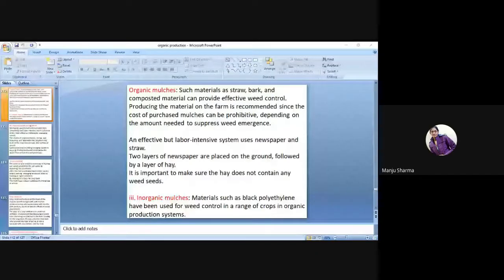Organic mulches, such as straw, bark, and composted material, can provide effective weed control. Producing the material on the farm is recommended since the cost of purchased mulches can be prohibitive, depending on the amount needed to suppress weed emergence.